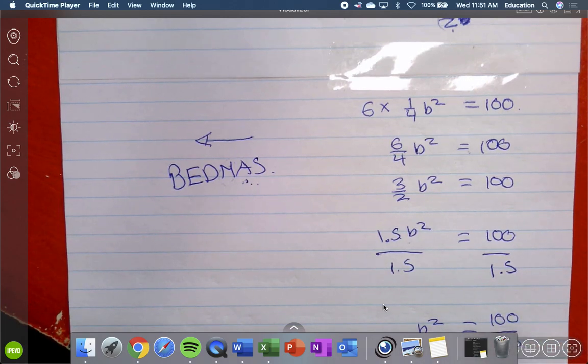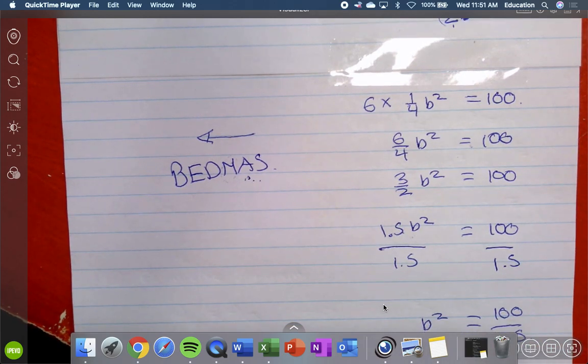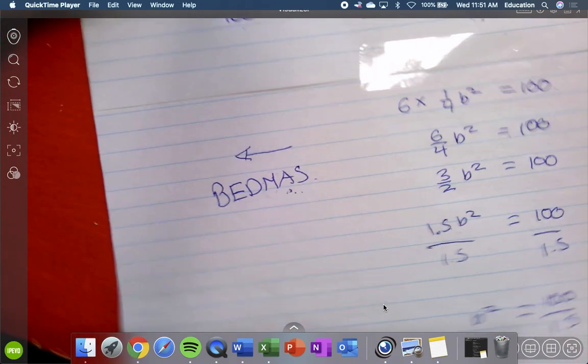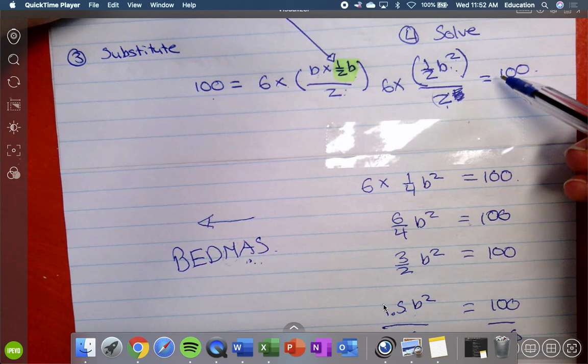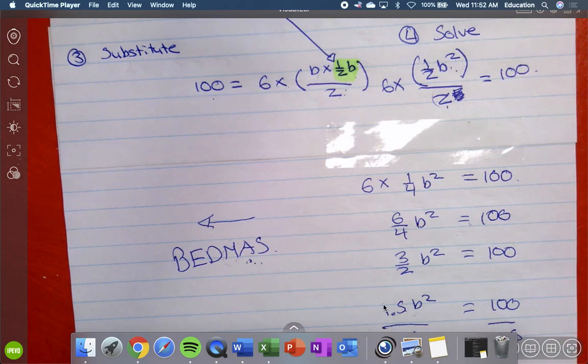Wait, where is this? Continuing? This is continuing this. I'm just solving it, but I'm really taking exaggerated steps. You would probably go much faster on your calculator. I just want to show every step for you guys.